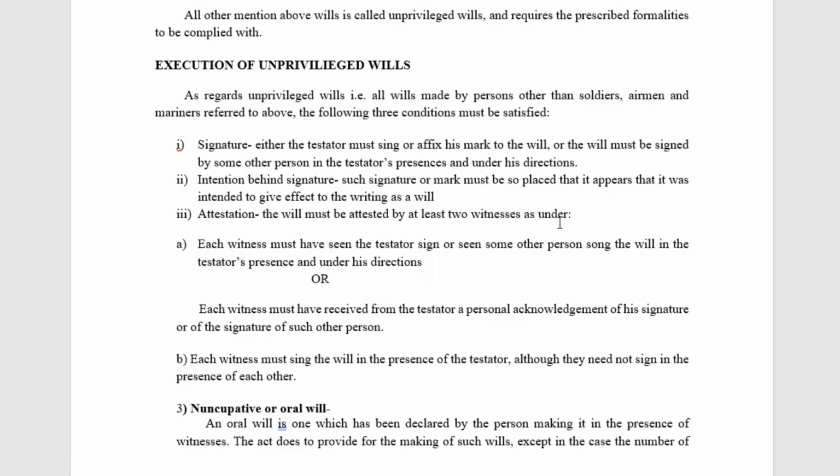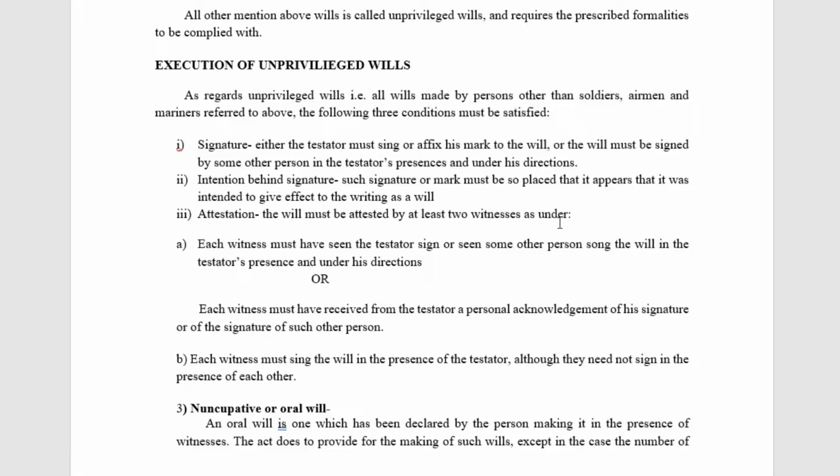The last aspect with regard to the execution of the unprivileged will is that each witness must have received from the testator a personal acknowledgement of his signature or of the signature of such other person. And the last aspect is that each witness must sign the will in the presence of the testator. That is, each witness has to sign the will in the presence of the testator only. That means, who is the testator?